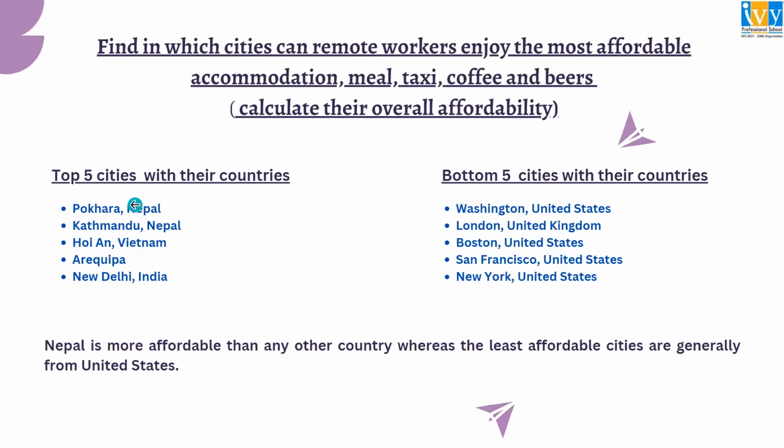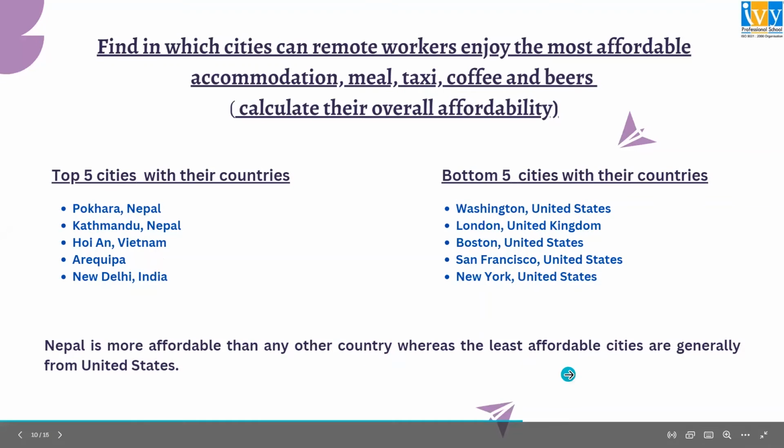So, what are the findings? The top 5 cities with the countries are Pokhara, Nepal, Kathmandu, Nepal, Hoi An, Vietnam, Arequipa, New Delhi, India. And the bottom 5 cities are Washington, United States, London, United Kingdom, Boston, United States, San Francisco, United States, New York, United States. We can see that Nepal is more affordable than any other country, where the least affordable cities are generally from United States.